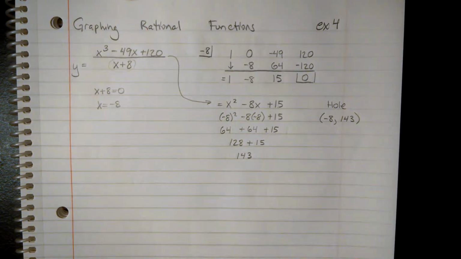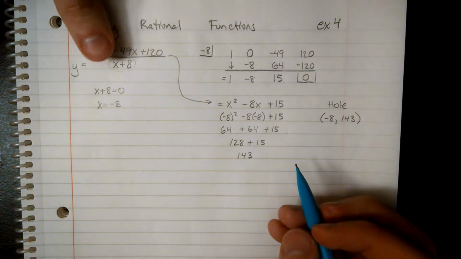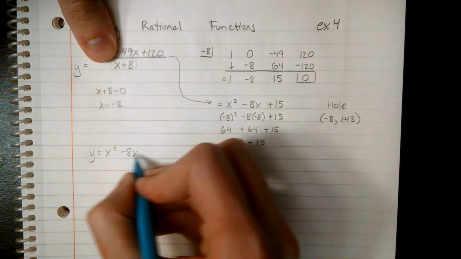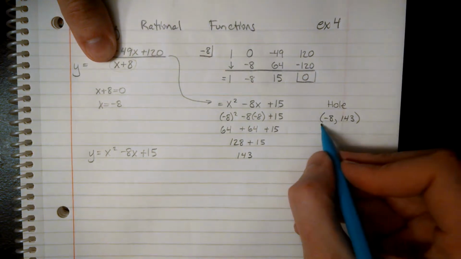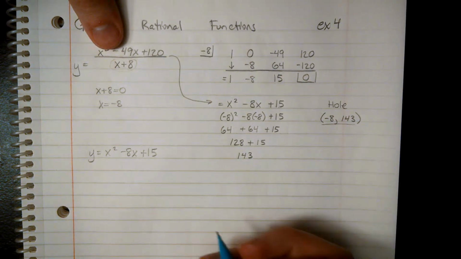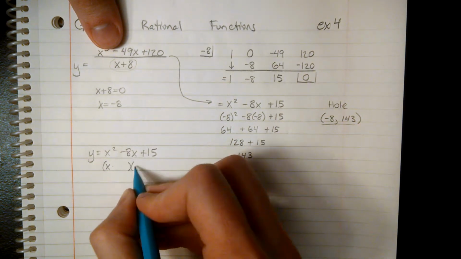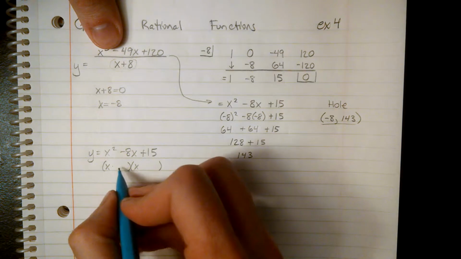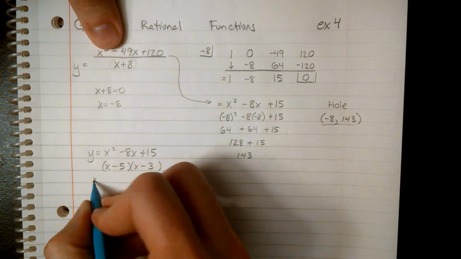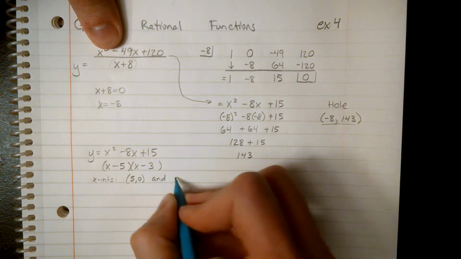So when we go to make our graph, we'll kind of make it work, I guess. So what I want to do here is graph y equals x squared minus 8x plus 15, and then stick a hole in there at negative 8, 143, and kind of a big number there. So the first thing I'm going to look for is when I make my quadratic, I want to know where the x-intercepts are. So I'm going to try to factor this with guess and check. Factors is x minus 5, x minus 3. So I have x-intercepts then at 5, 0 and at 3, 0.